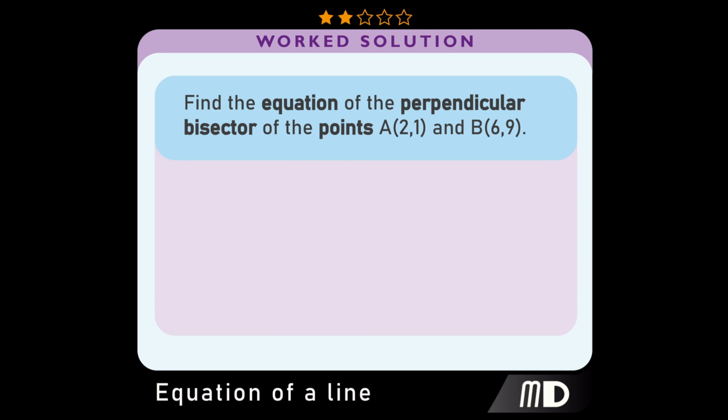Now, in this video, we're going to answer the following question. Find the equation of the perpendicular bisector of the point A, whose coordinate is 2, 1, and B, whose coordinate is 6, 9.